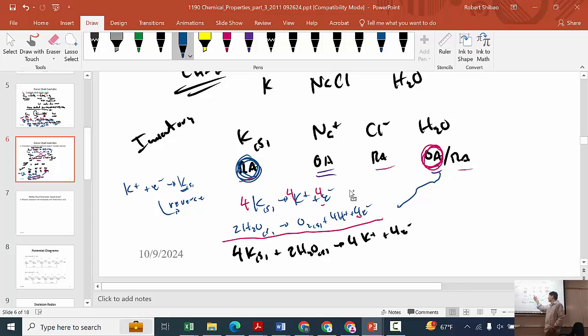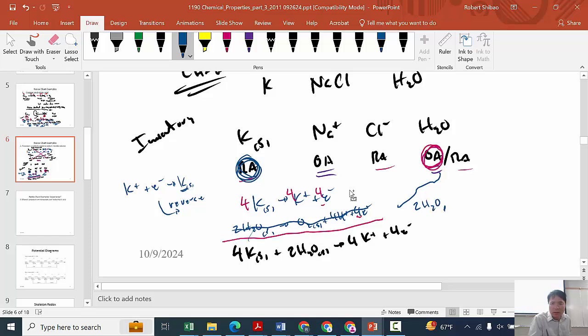If both of these are giving up electrons, then who's taking the electrons? If one gives up, then the other has to take. Here potassium's giving up, but I screwed up this one for water. Water is going to take. What I did was I wrote the reduction one for water. I should have written the oxidation one for water. Water can be both, an oxidizer and a reducer. So I'm going to do the oxidation one for water.